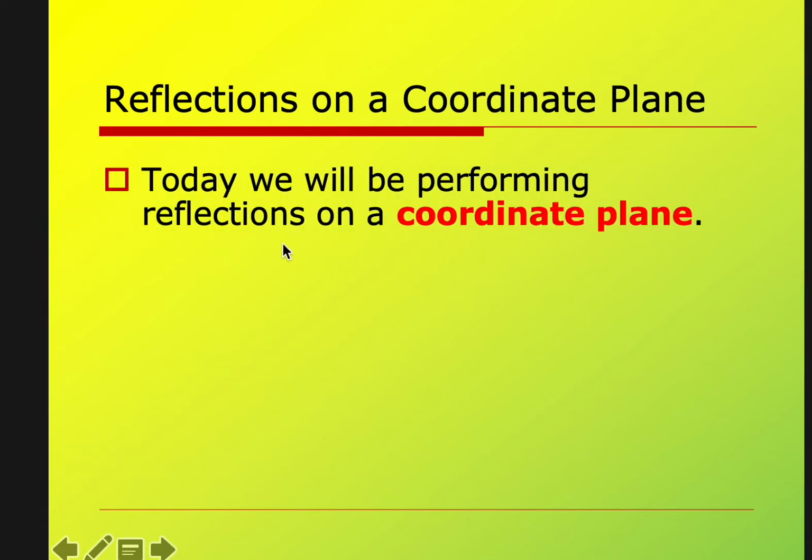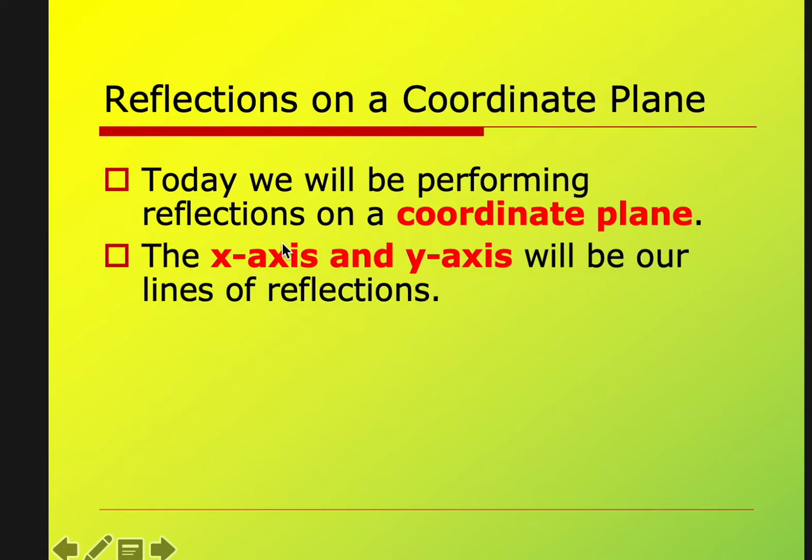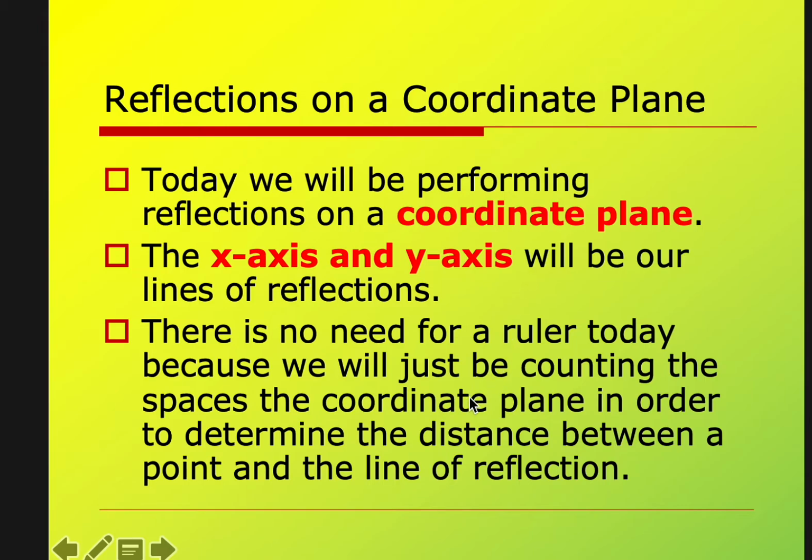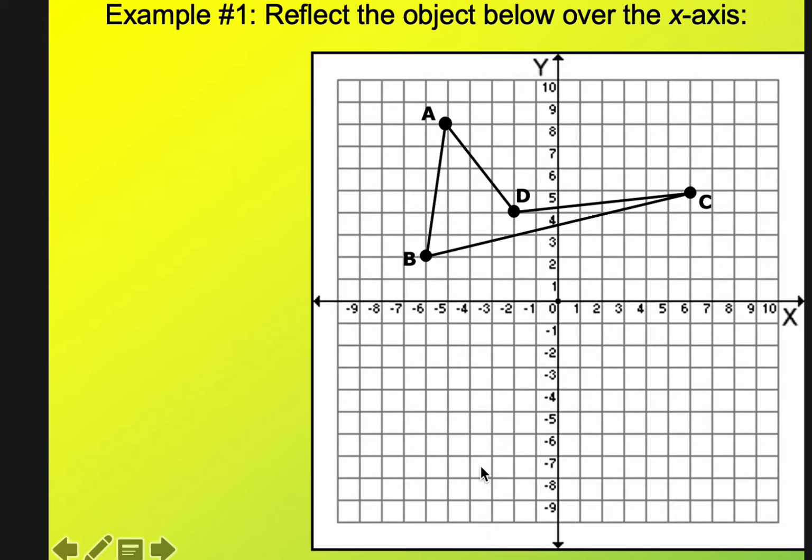So today we'll be performing some reflections on a coordinate plane. The x and y axis will be our lines of reflection, so we don't need to get a ruler out because we'll just be counting the spaces. Okay, we're going to reflect this object below over the x-axis. So the first thing we're going to do is name the coordinates of the object.